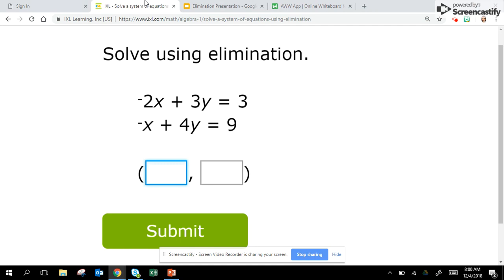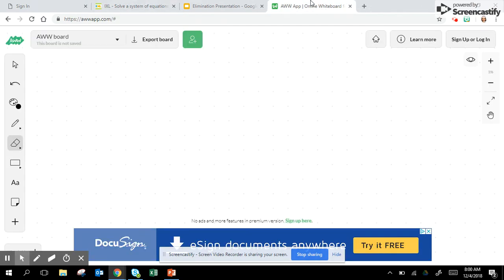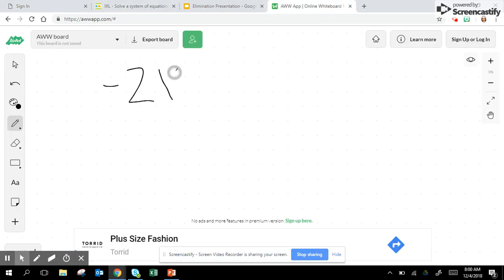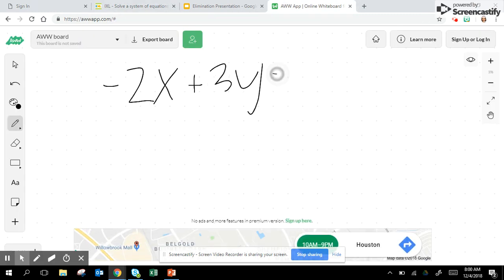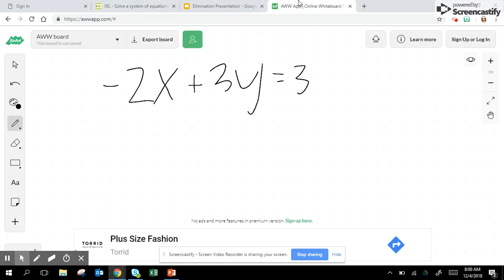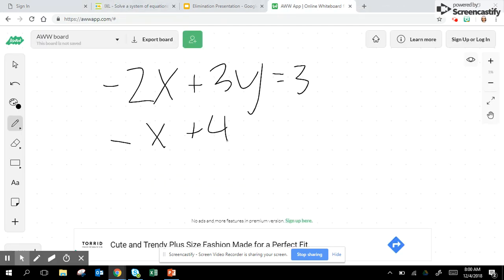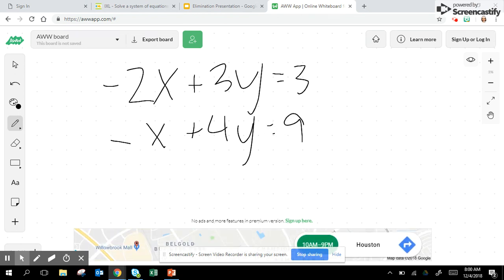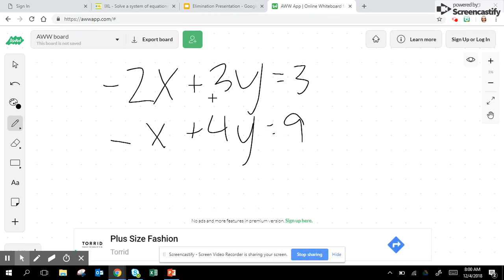I can get my x's to be the same, though, right? If I have at the top, it's negative 2x plus 3y equals 3. And then I've got negative x plus 4y equals 9. I don't know if we're getting to that point where it's getting small, or like low on time, but I'll do a second video if that happens.